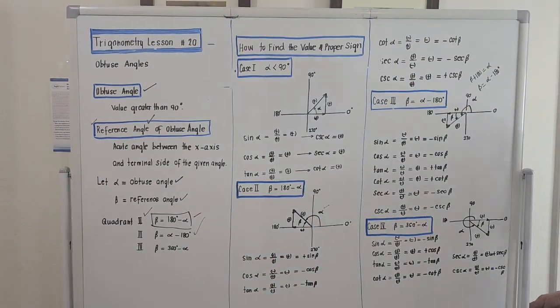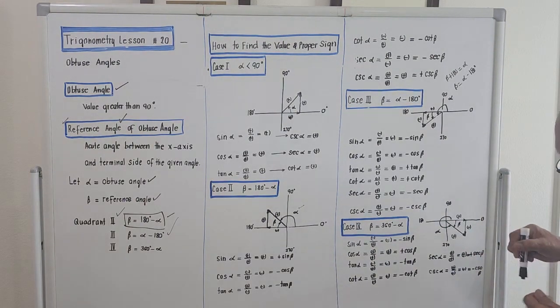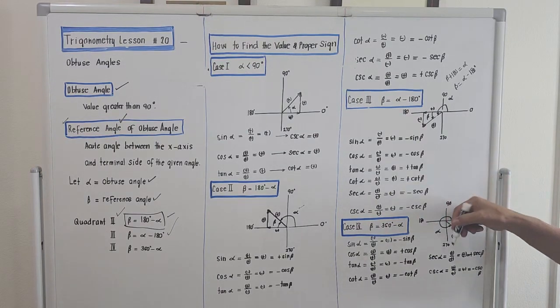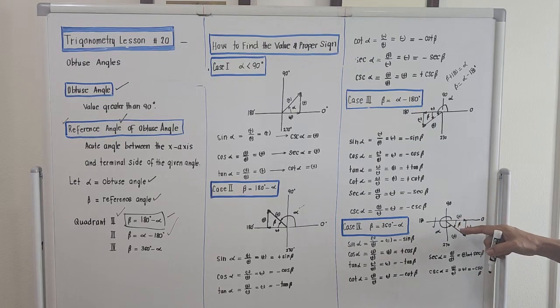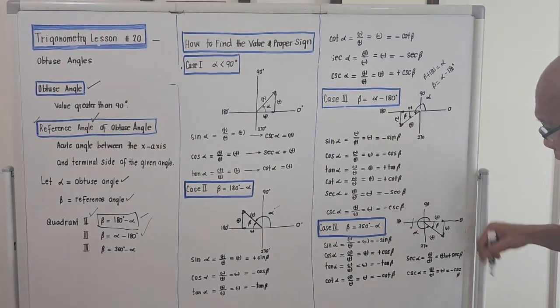For quadrant number 4, the angle will be this one, right? So the total value of alpha starts at 0 and goes counterclockwise. This is alpha. And beta, the reference angle of alpha, falls under quadrant number 4. Am I still on camera? Okay.